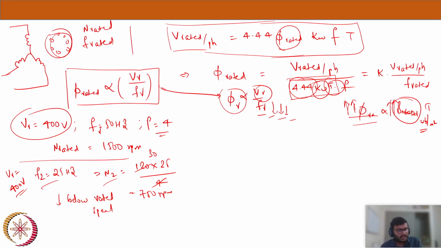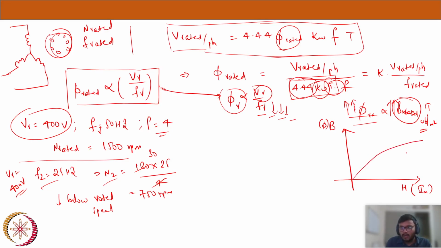Now any transformer or motor is designed based on some BH curve. You might have heard about a BH curve, right? The axis H is proportional to MMF, ampere turns, so it is proportional to magnetizing current. And the other axis is B, which is proportional to flux, right? Let's say we have some kind of curve like this. Here we have some knee point right here. The curve goes like this. It's B rated.